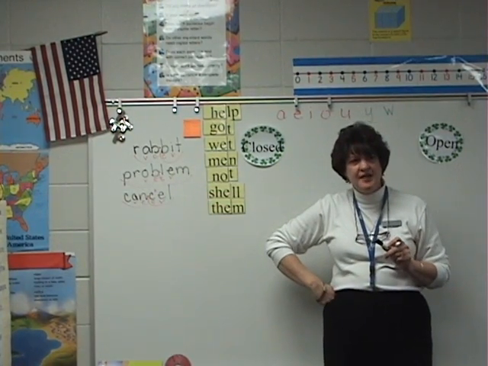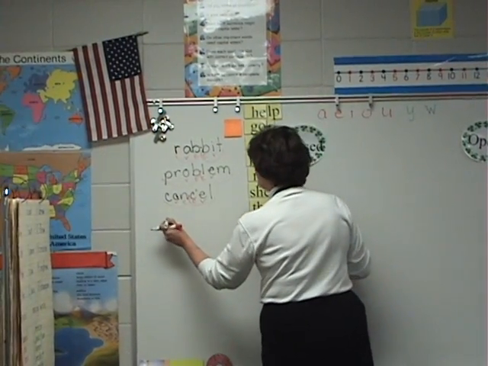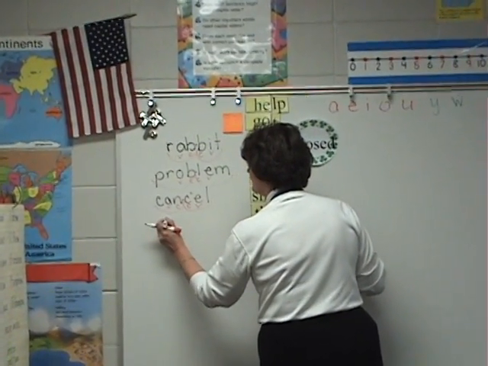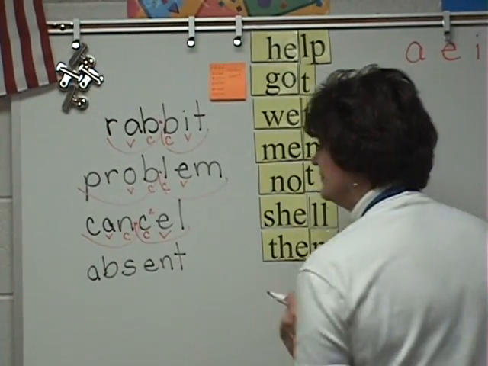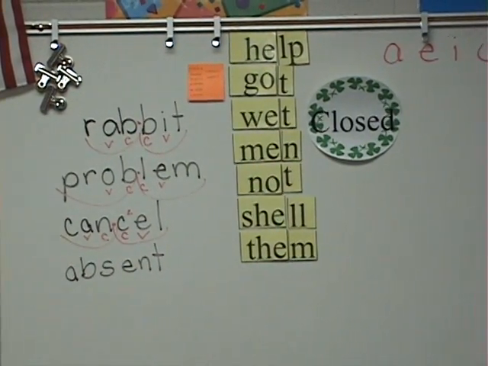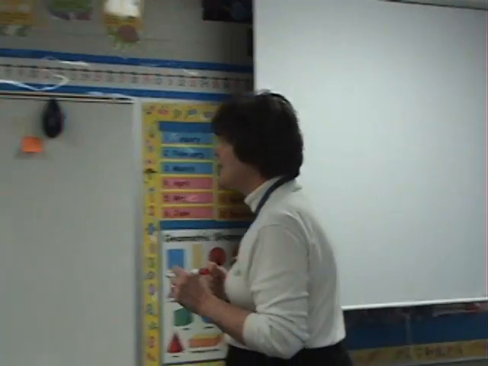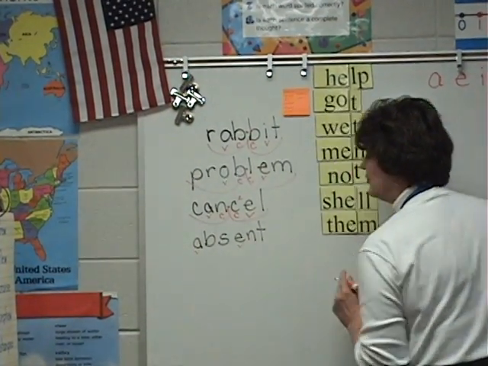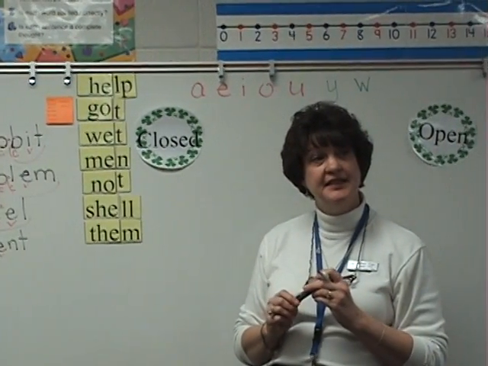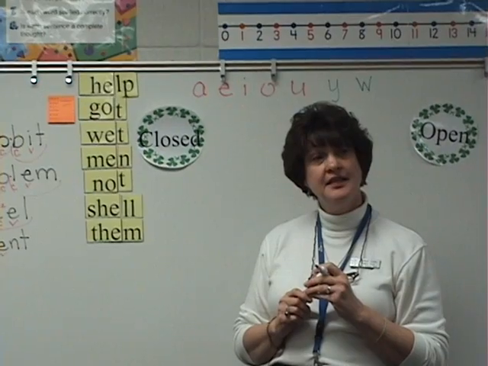Do you think we need to do one more? Yeah. Okay, we'll do one more. All right. Here's the new word. What do we look for first? Vowels. Where are my vowels in this word? A, E. What's between the vowels A and E? B and S.